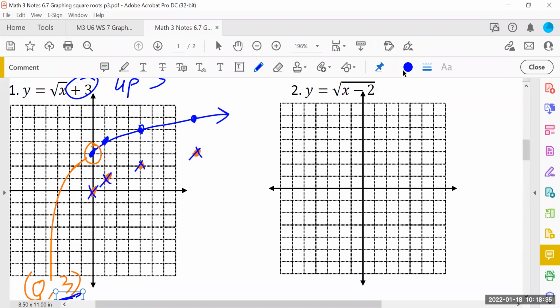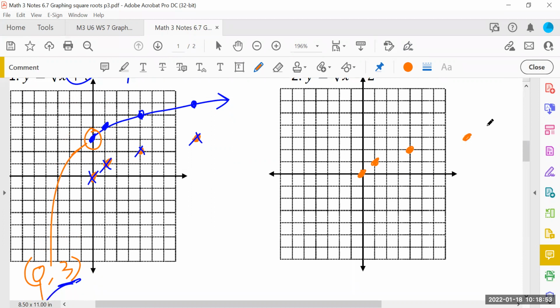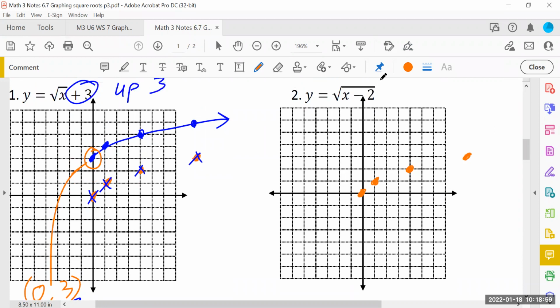So to start off here, we're going to start with the same exact points. 0, 0, 1, 1, 4, 2, 9, 3. Always the same 4 points. Now we have a -2. That's an H value. This is going to move us right 2. Remember, the H value is the opposite direction of what you expect. So we're going to move right 2. Take those same points, move them all right 2.